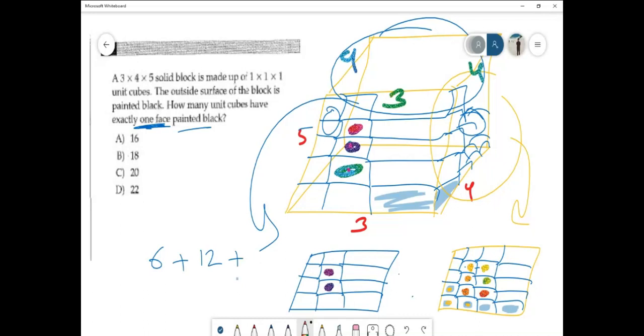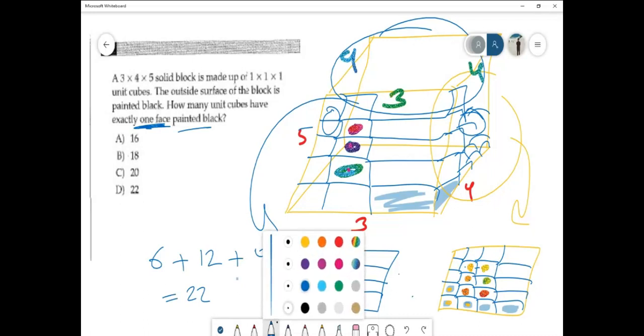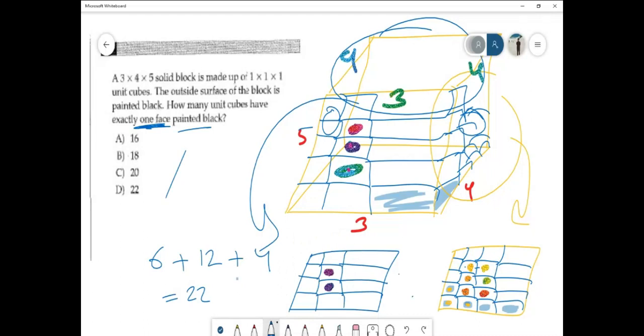So I will have blocks like this. If I paint this, only this block will be painted one time, okay? The other faces will not be painted. So that means I have 2 here, 2 at the bottom, which makes it 4. So combined, it will be 22.